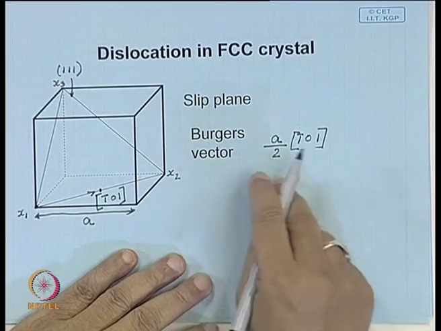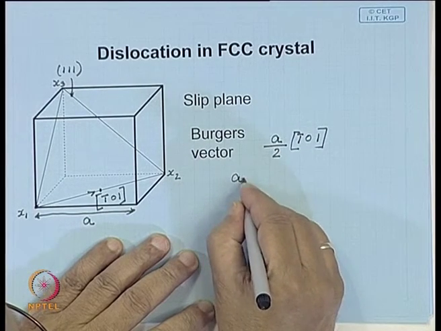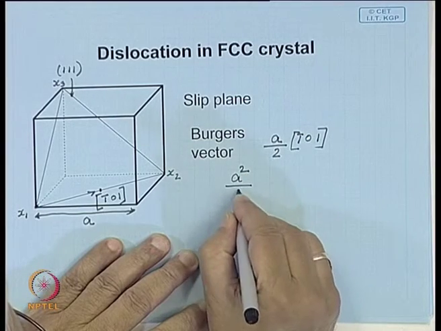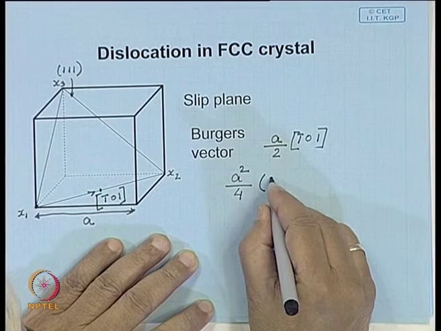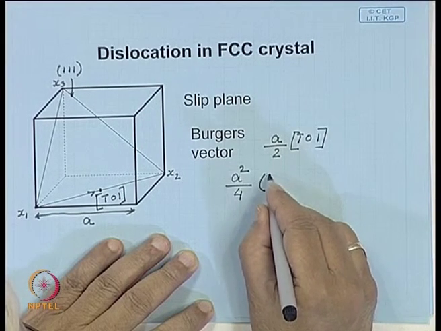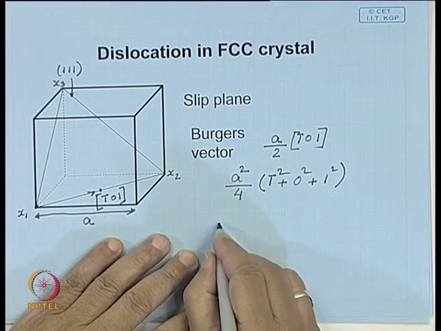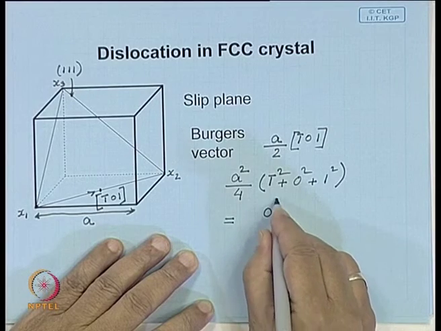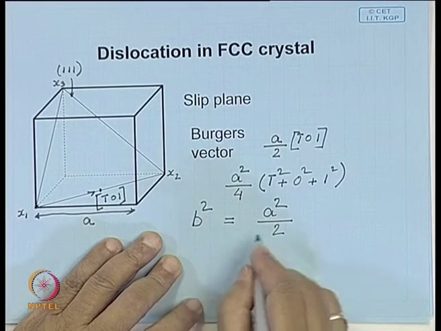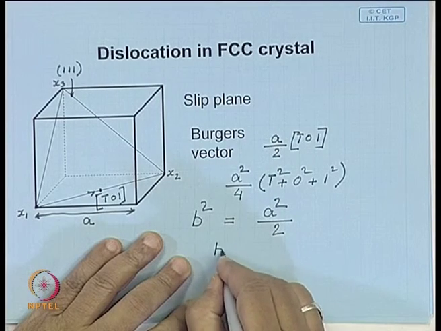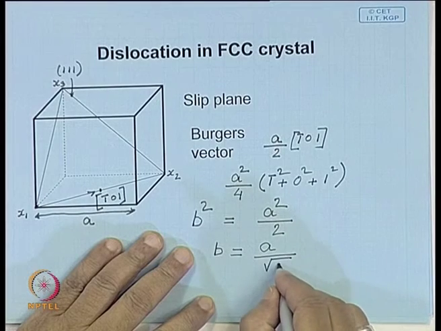If you want to find out the magnitude of the Burgers vector, it is quite easy. The magnitude squared is 1 squared plus 1 squared, so this becomes a square over 2. So, this is b square. Therefore, b is a over root 2.